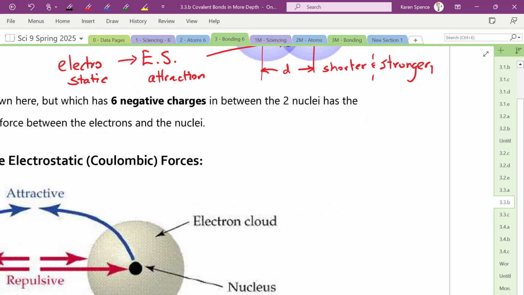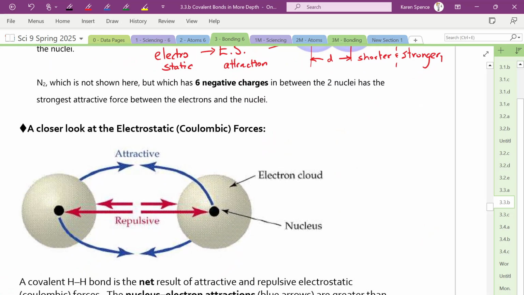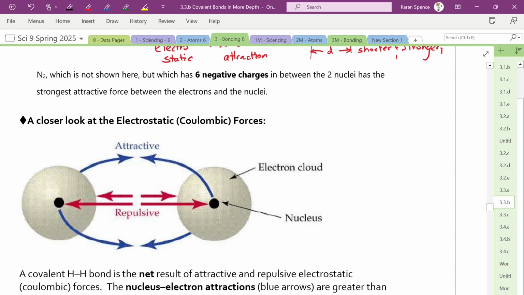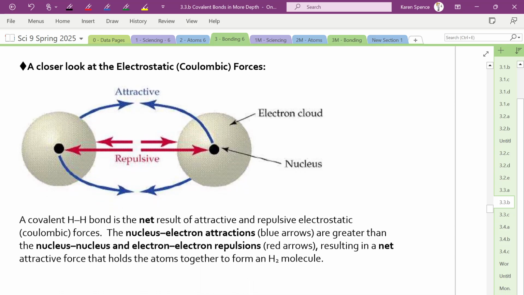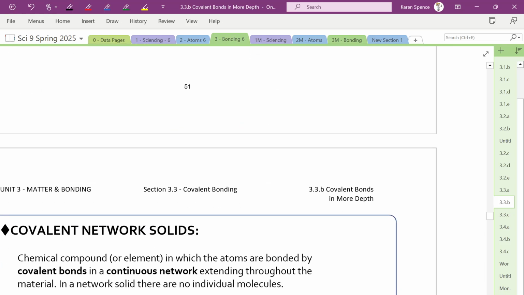Okay. We're going to ignore this. If you want to read it, you can. There's actually attractive and repulsive forces, but we're just going to ignore that. This is going to be like a double black diamond. If you want to read it on your own, you can. All right.